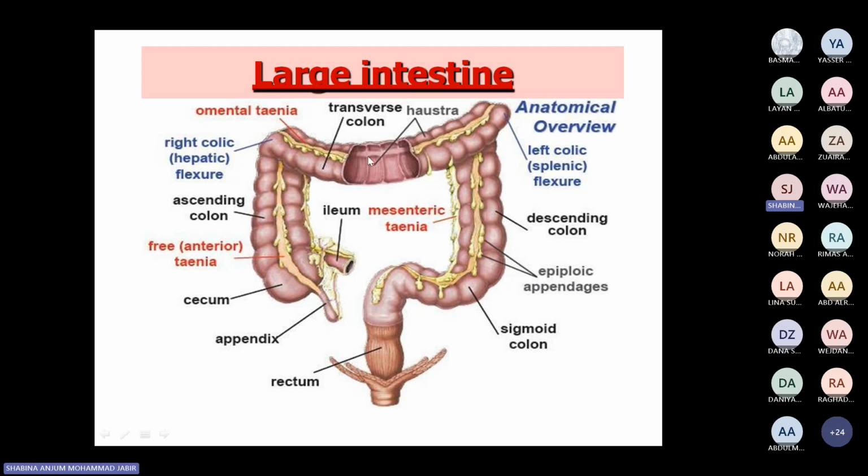Then it will go transversely. It is known as the transverse colon. Then the transverse colon again at the left side, in relation with the spleen, will make one more flexure, which is called the left colic or splenic flexure. Then it will descend downward to form the descending colon. Finally, the descending colon will give an S-shaped curve called the sigmoid colon. Then in the pelvic region, there will be continuation of the sigmoid colon as the rectum.